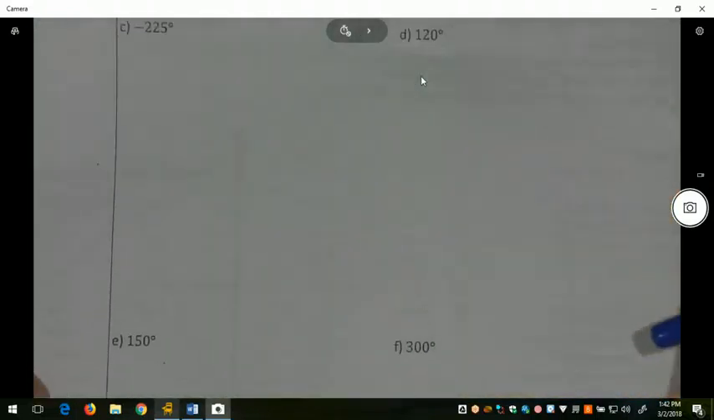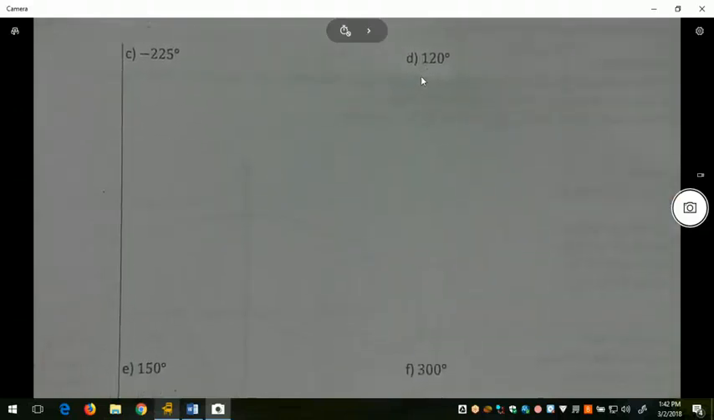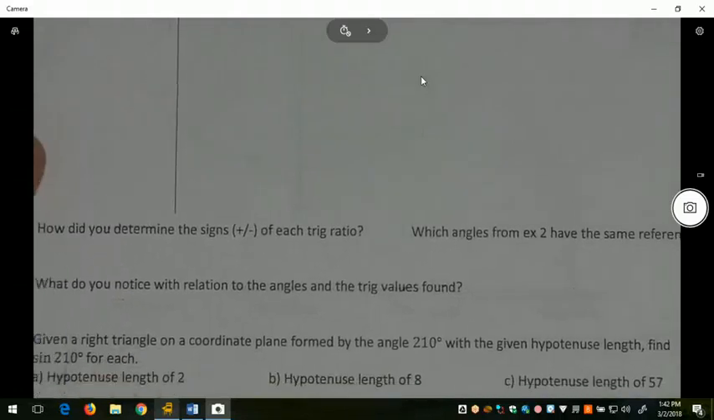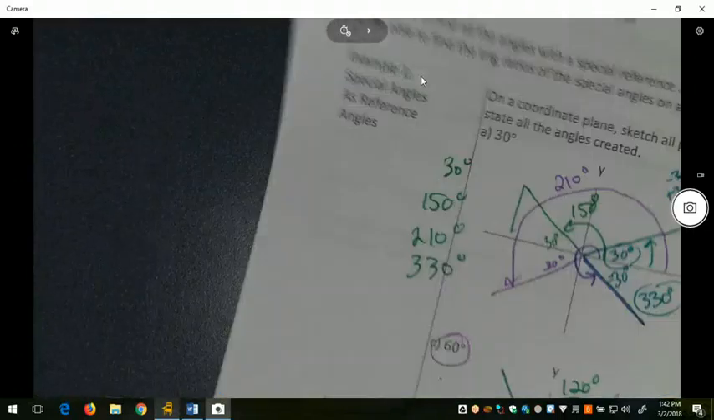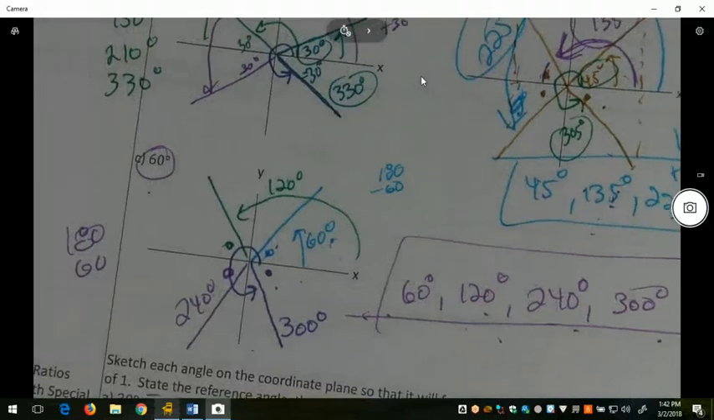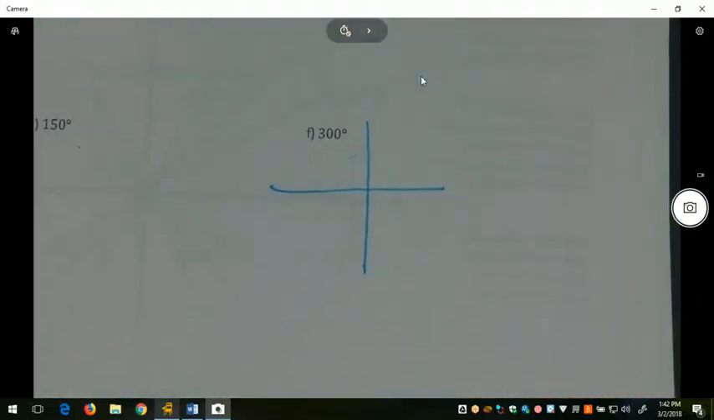I'm asking you to repeat this for these other values and see if you can then answer these questions. I will do one more of these. Let me find which one I want to do. I'll do, not the 150, let's do the 300 degrees. 300 degrees is equivalent to the 60-degree reference angle. The other ones I'm going to ask you to do.